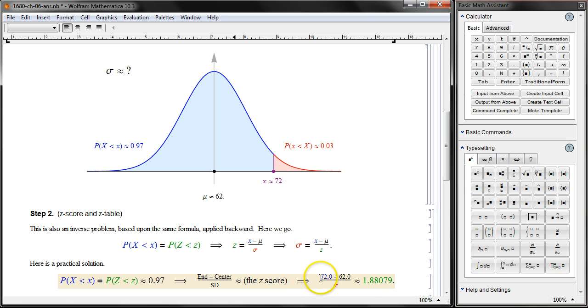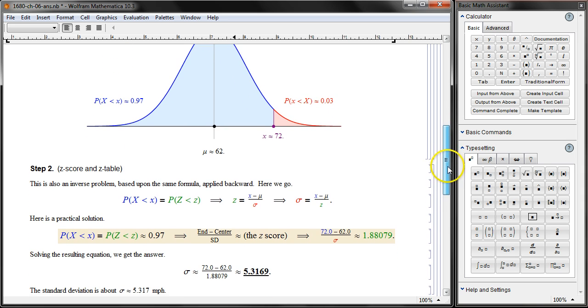End is 72, center is 62.0, and sigma, we have to find out the denominator, and z-score 1.88. We have an equation, one unknown and an equation. We have to solve it. How do we do that?